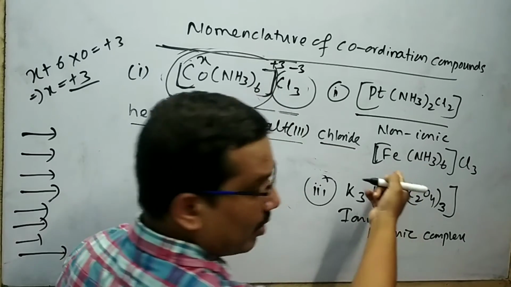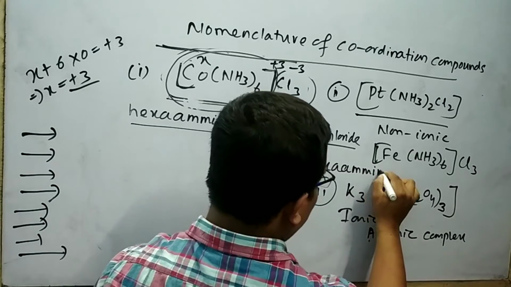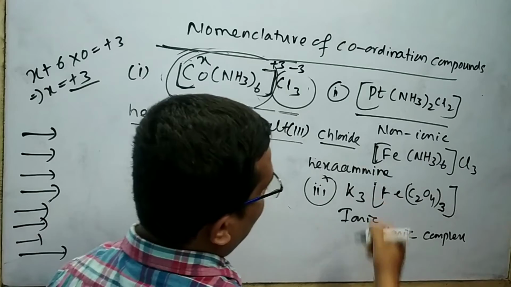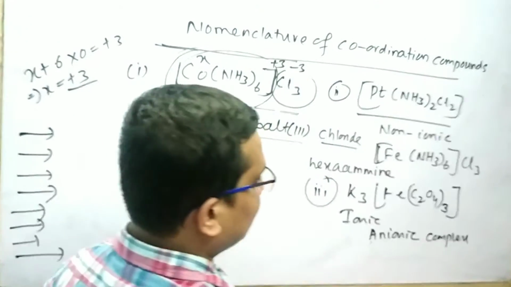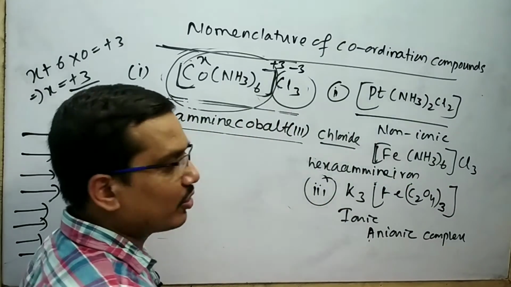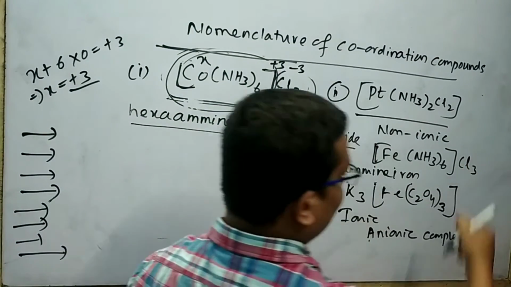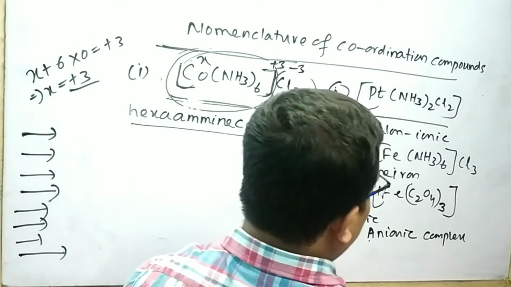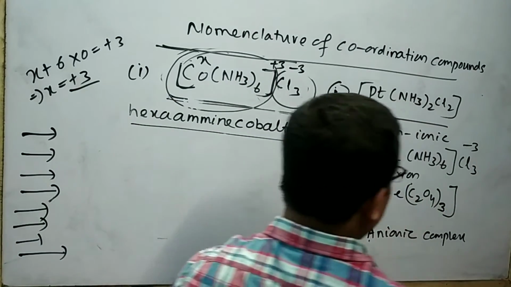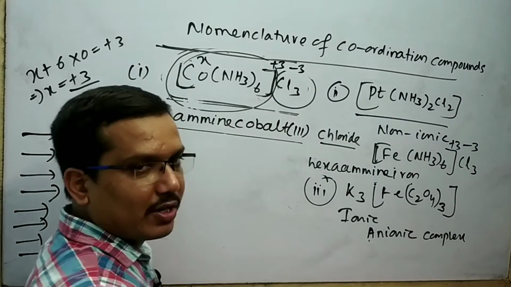Now I can write the name of this compound, that is hexaammine. Here the central metal atom is iron. Iron is present in the cationic complex, so I can write iron. Now I will write the oxidation state of iron. Look at that, here Cl minus is present. There are 3 Cl minus, so it is bound to write here minus 3. It is bound to write plus 3 on the coordination sphere.